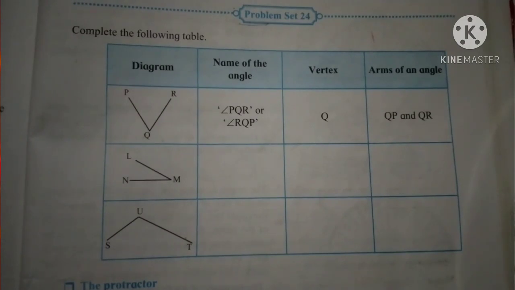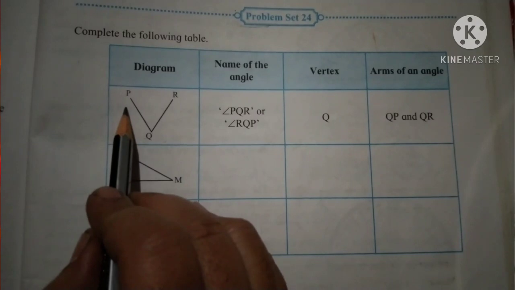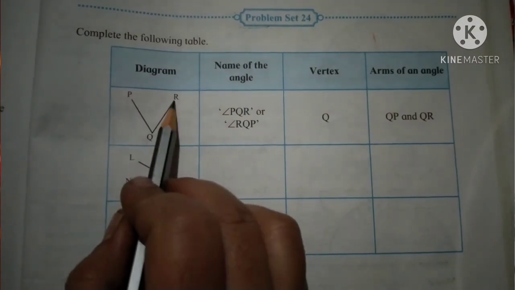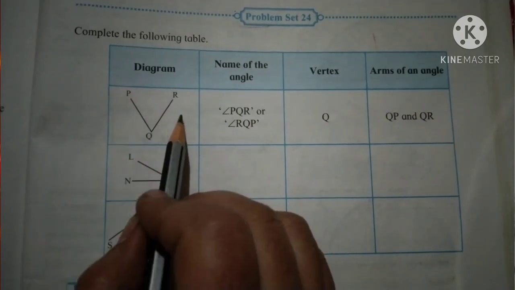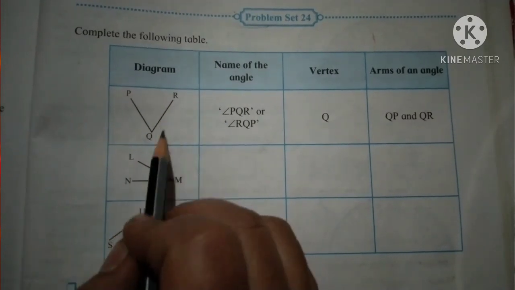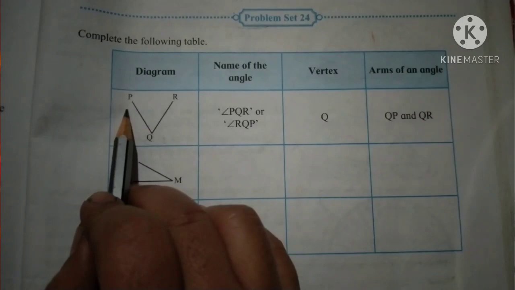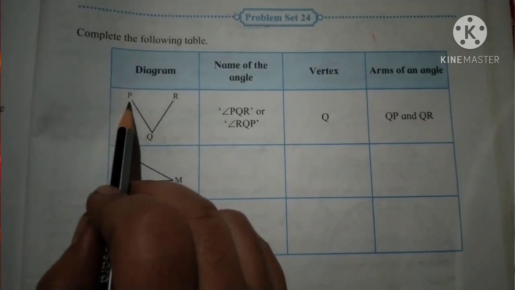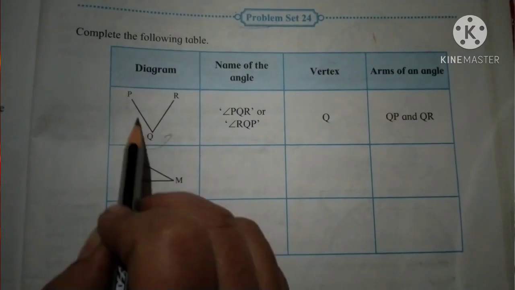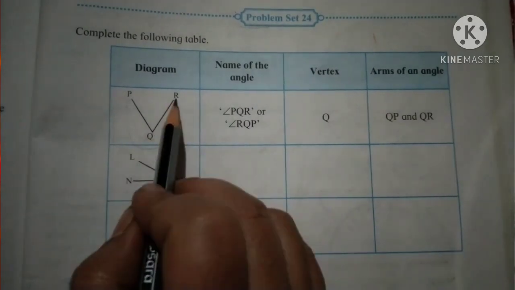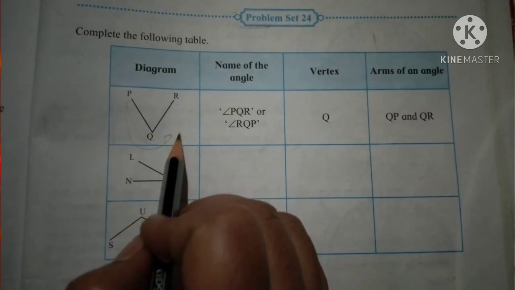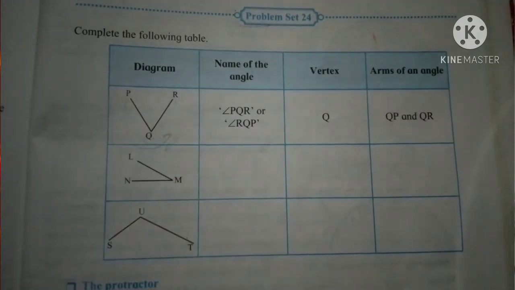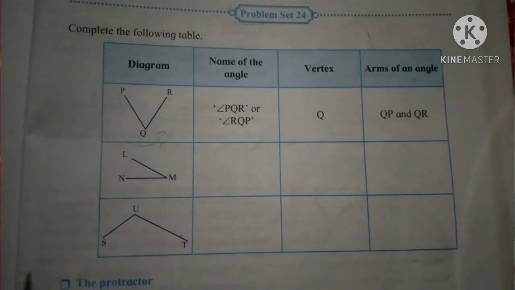There are two ways for writing the name of the angle. One is angle PQR, in this direction, or in the other direction, angle RQP. Both are correct. As you start from P, you go this way, angle PQR. As you start from R, you go this way, angle RQP. Understood everyone? Okay.